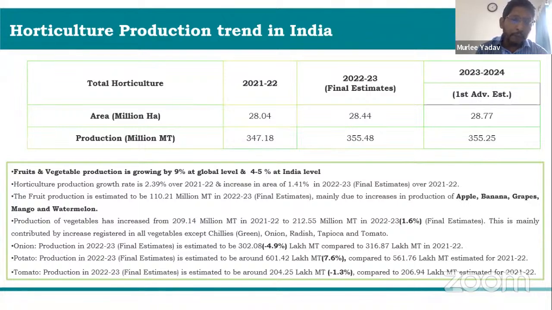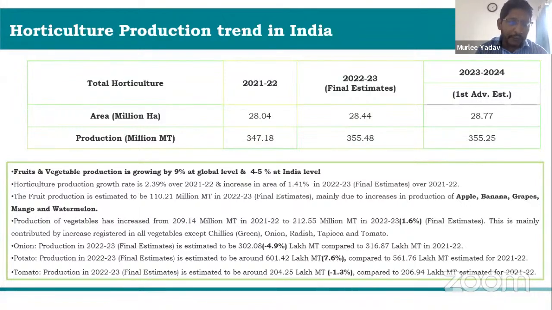If you go by fruit production, right now 110, as I said, but if you see in which fruit crops this growth is happening, only apple, banana, grapes, mango, and watermelon growth is happening. But what about other crops? Why is it not increasing? Because we are not adopting the smart farming concept. We are not adopting the innovation technology. Due to that reason, in other crops, production is not increasing.